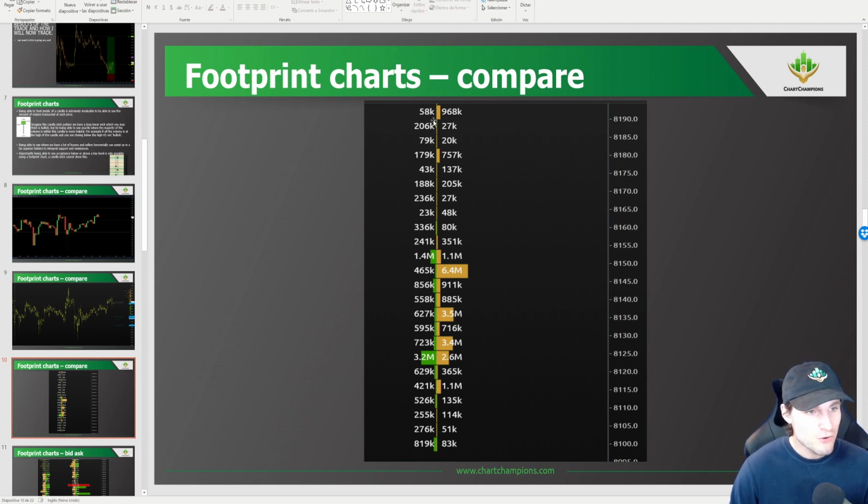So how is this then helpful to us? What we can see is that as price came down to the lows of 8,100, the selling interest is obviously there to a certain extent. But who seems more interested at these levels, sellers or buyers, as you come down to the low of the wick? Well, it's really clear here that there's a lot more buyers. 6.4 million, 3.5 million, 3.4 million, 2.1 million, 1.1 million.